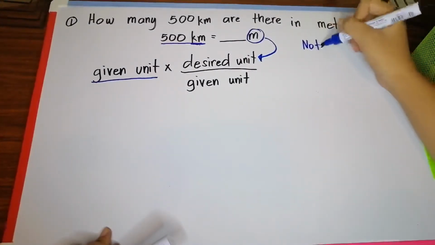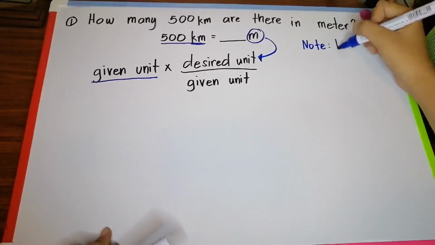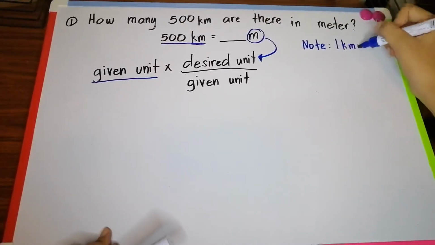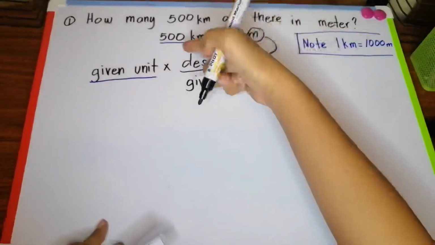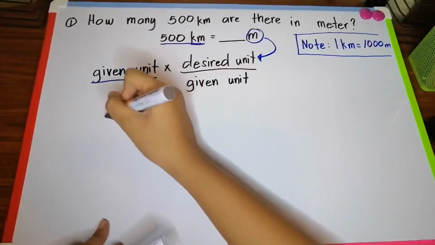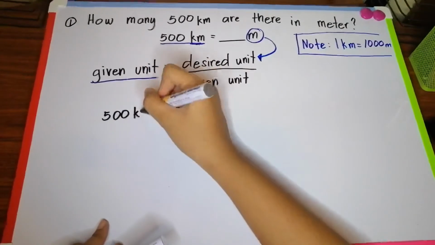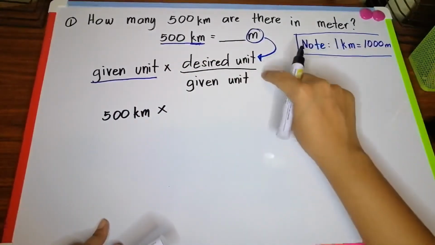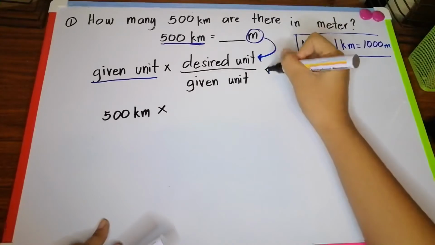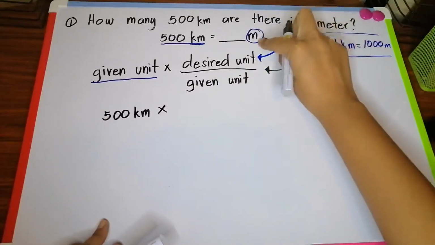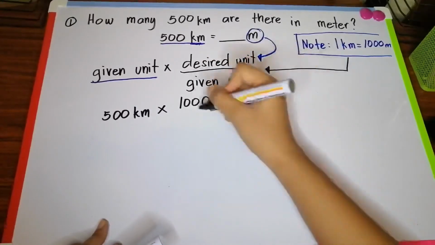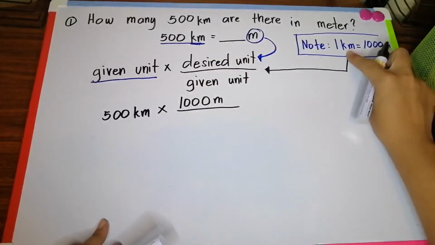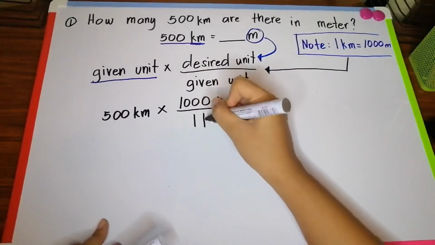In solving this one, take note that in every 1 kilometer, we have 1,000 meters. Now let's solve this problem. 500 kilometers is our given unit here. Now we will use this one to get our desired unit and given unit on the other side. So our desired unit is meter. We will write here the 1,000 meter, and the given unit we have 1 kilometer.